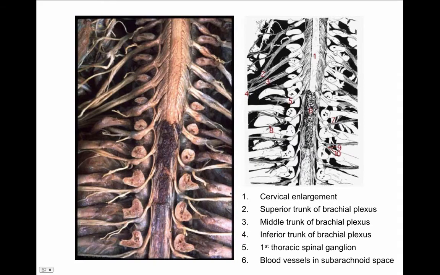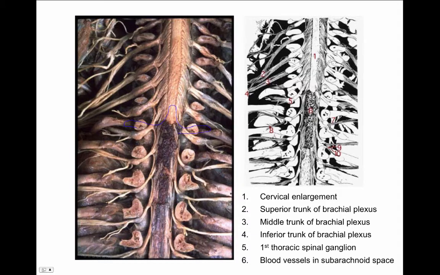Here's a dissection of the spinal cord. We can see that the lamina and the spine of the vertebra have been removed, as well as a pretty good portion of the transverse processes. So in this dissection then we're able to see the various structures as they exist. This image then just corresponds with this photo.